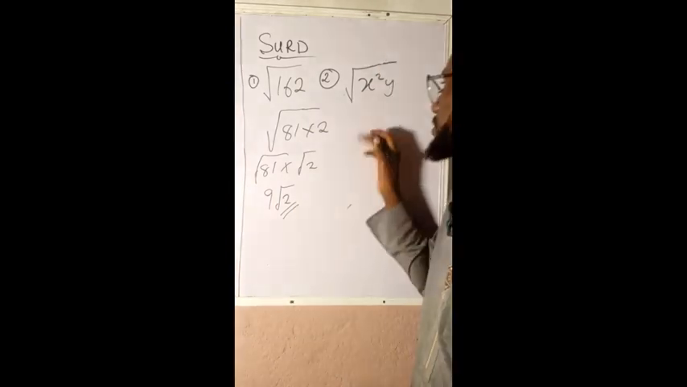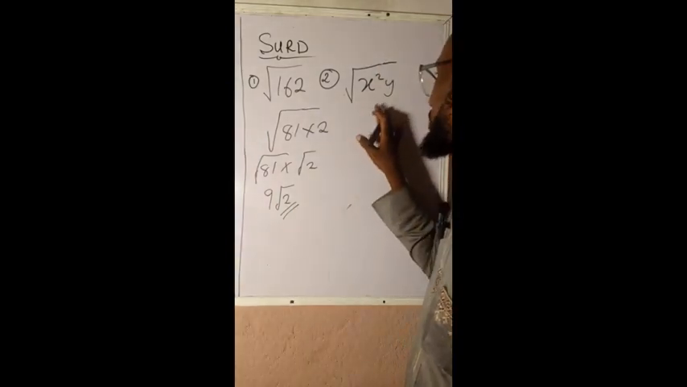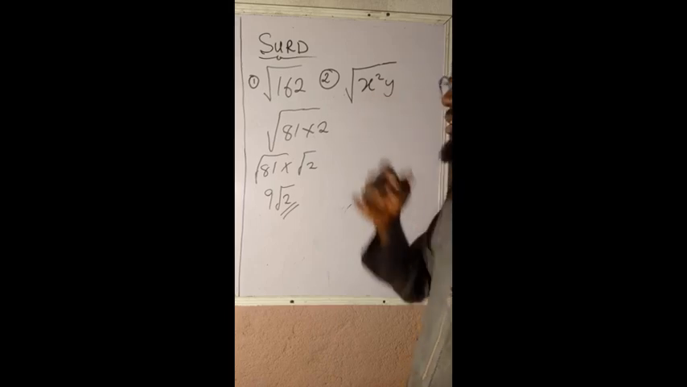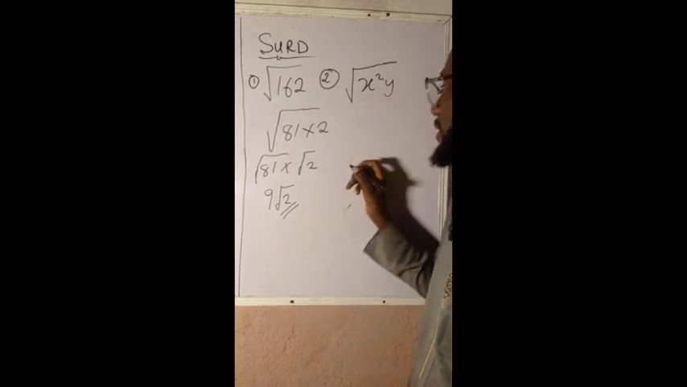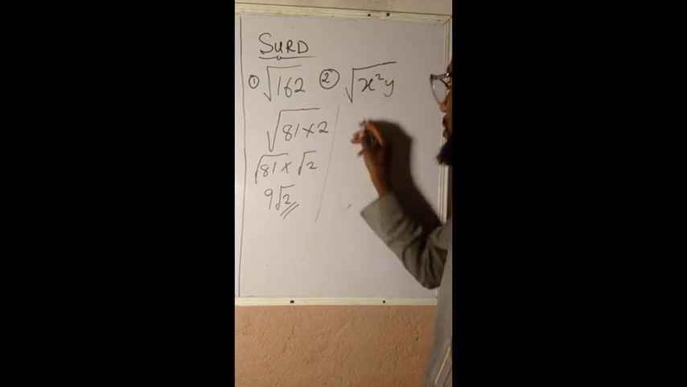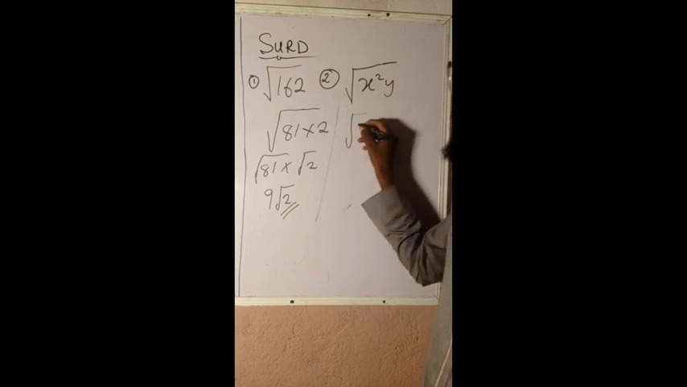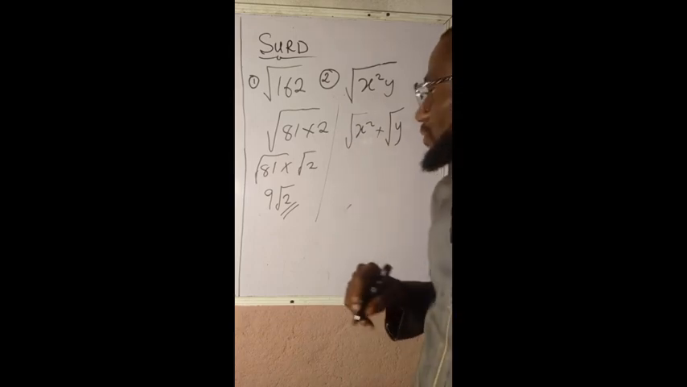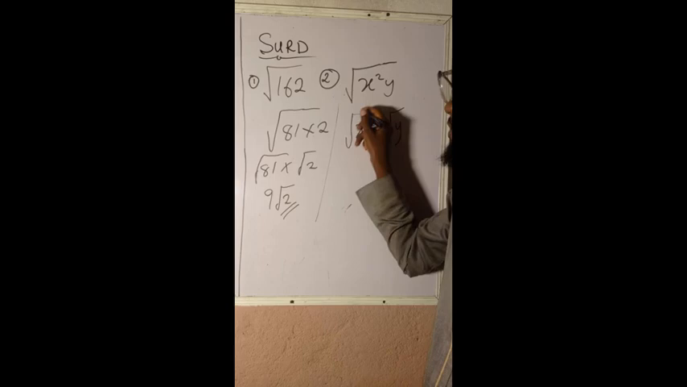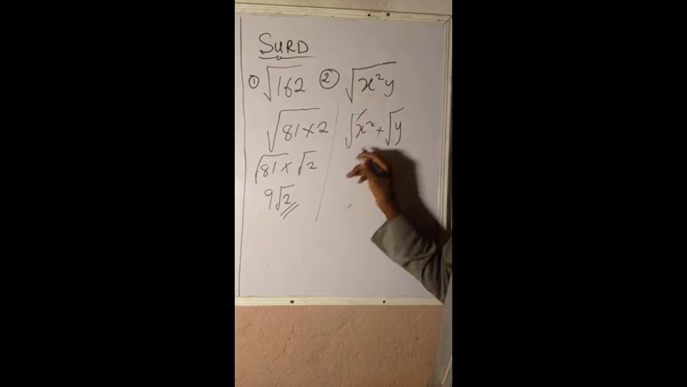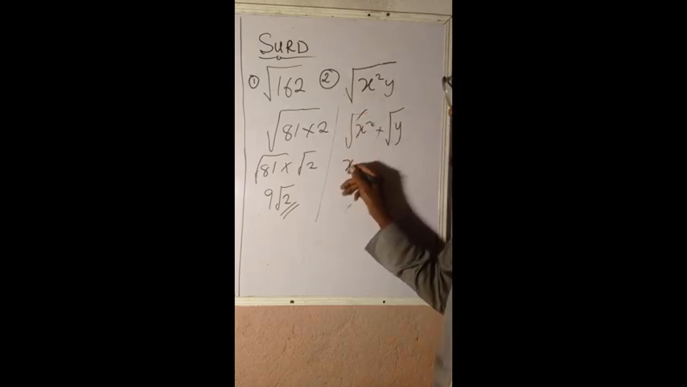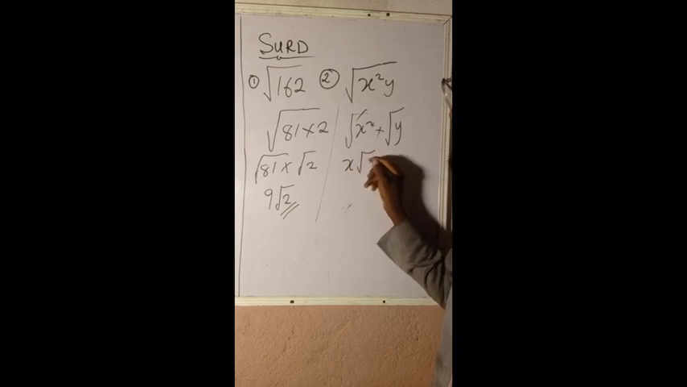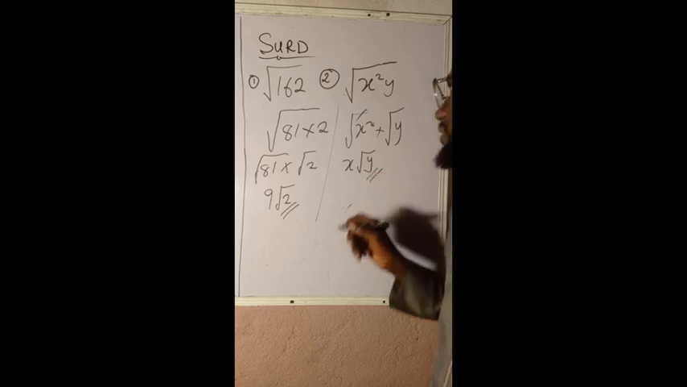Then the next question says we are going to express the square root of x squared y in surd form. Then we can solve it by saying here we have the square root of x squared in a separate root, multiplied by the square root of y in a separate root. Therefore, the square and the square root cancel out. Then here we have x square root of y. That's the answer of this one.